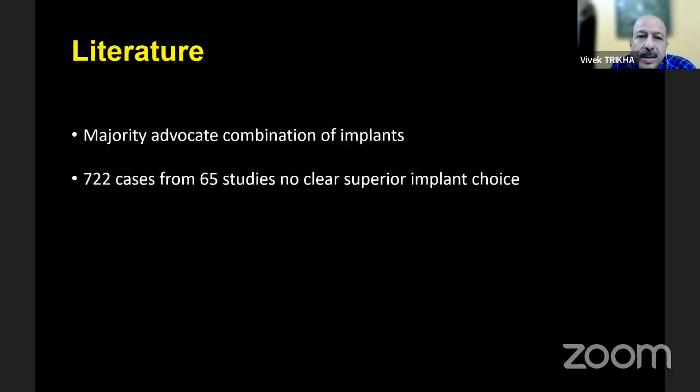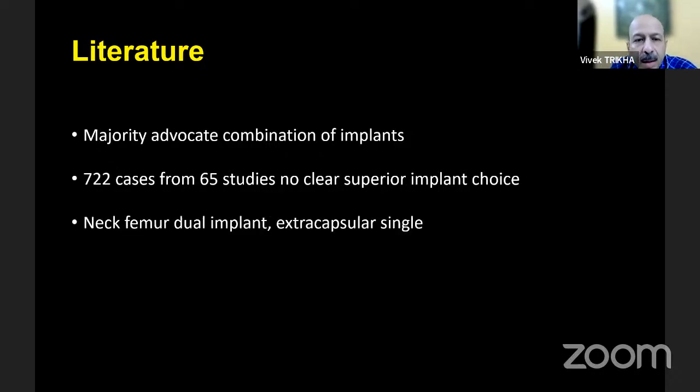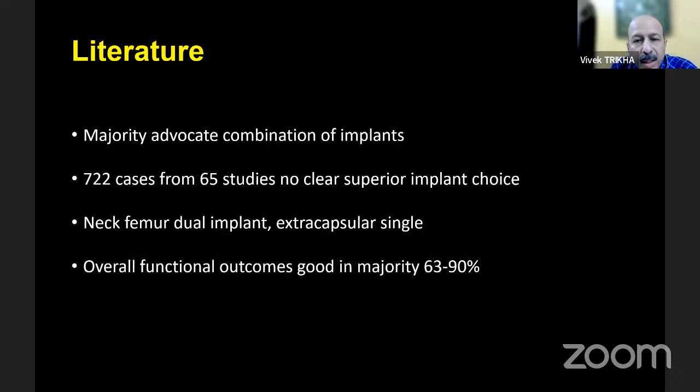Remember, the literature says combination of implants is usually advocated for a displaced neck femur fracture. 722 cases out of 65 studies, no clear superior implant choice. Even in our study, the results and the union rates were the same, though around 70-75% of cases were done with dual implants, and 30% with a single implant. Neck femurs usually get dual implants, and intertrochs usually a single.